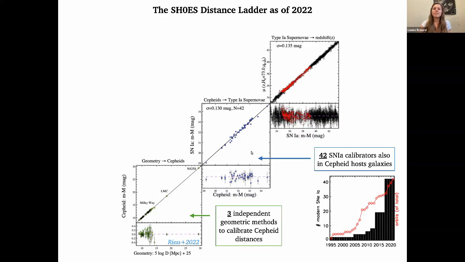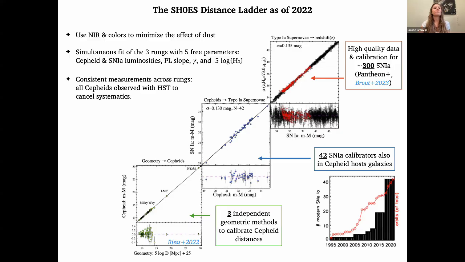And then the main improvement in the SHOES 2022 release was the doubling of this second rung sample to now 42 supernovae calibrators. You see the histogram of how much we've been observing them in the past years. And then finally, the Pantheon supernovae on the last rung.